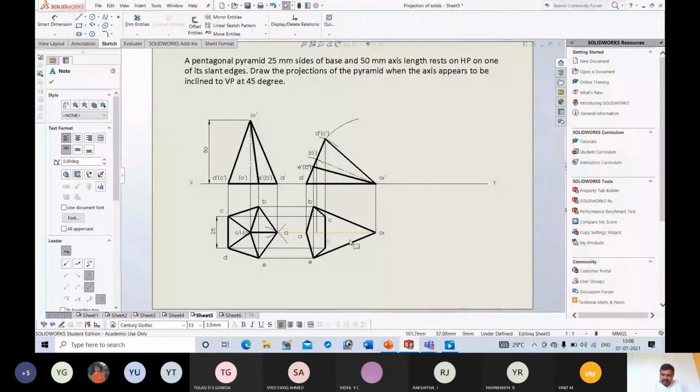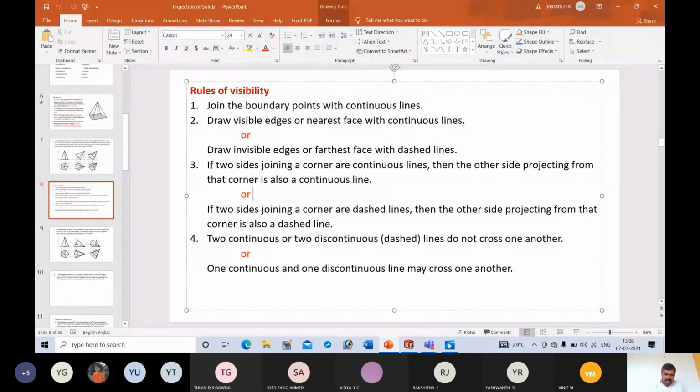But for this, there is one additional condition. When you go for drawing a continuous line, it should not cross one more continuous line. If you go through the rule of visibility, you may understand slightly. While following, you will get it completely.